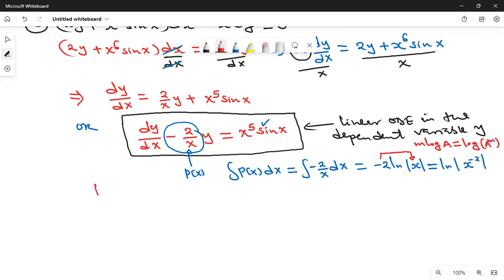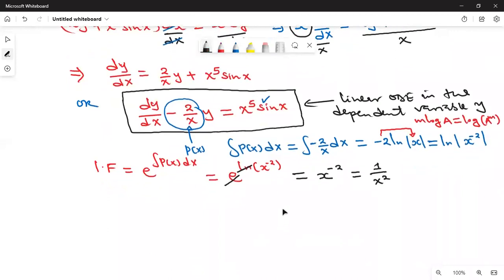Now, the integrating factor is exponential, the integral of p of x dx. And so this will be exponential, what did we get? It was ln of x raised to negative 2. And you see, exponential function and natural logarithmic functions are inverse functions of each other. So this and this will cancel out, so that our integrating factor will be x raised to negative 2, which is the same as writing 1 over x squared.